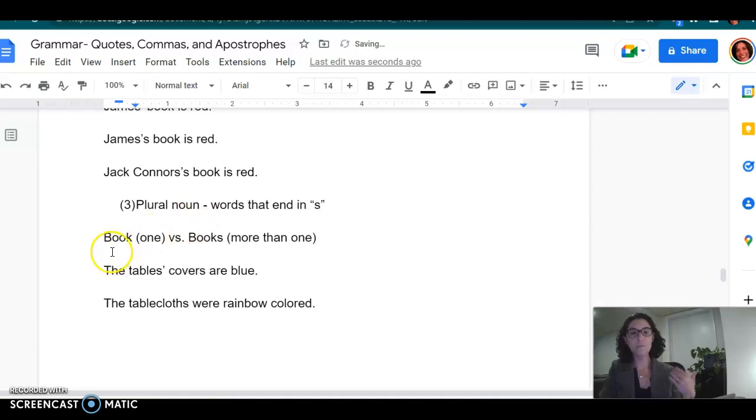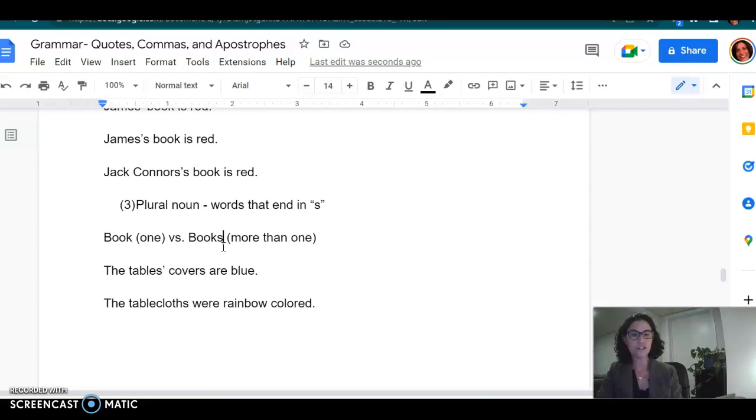For example, one book versus many books. You guys probably already know that one. So books being plural. Now we don't know exactly how many. It could be 2 books, it could be 100 books, but we know that if we see the word books with an S at the end and no apostrophe, this word all by itself with no other context would mean many books or more than one book.